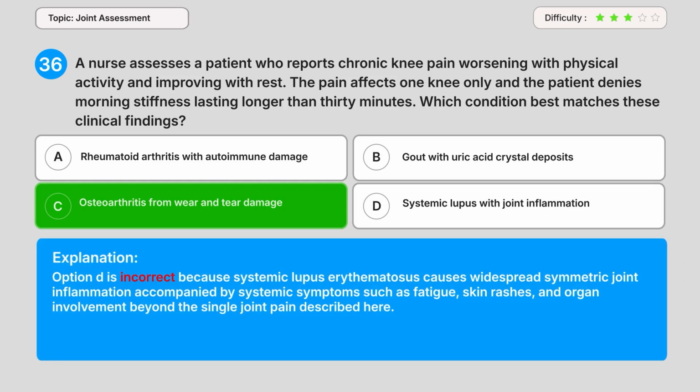Option D is incorrect because systemic lupus erythematosus causes widespread symmetric joint inflammation, accompanied by systemic symptoms such as fatigue, skin rashes, and organ involvement beyond the single joint pain described here. Chronic knee pain that worsens with activity and improves with rest affects only one knee and morning stiffness lasting less than 30 minutes. That pattern is osteoarthritis.